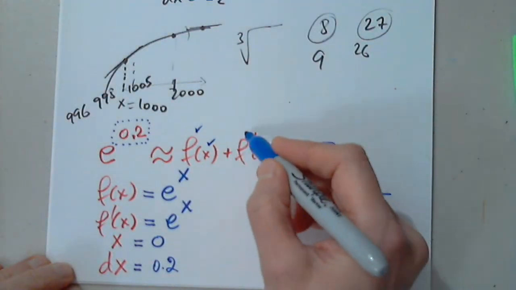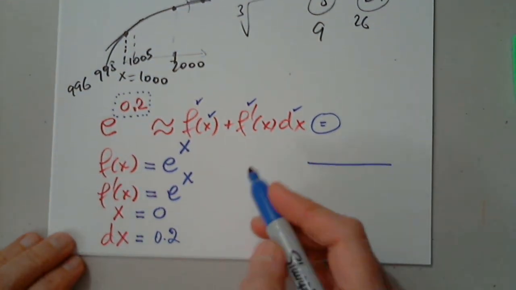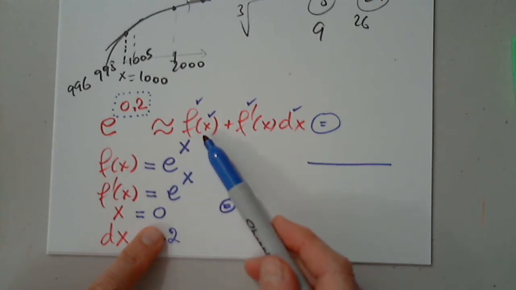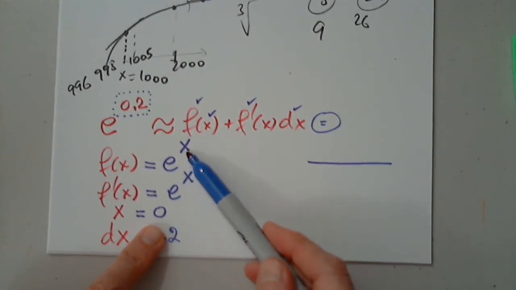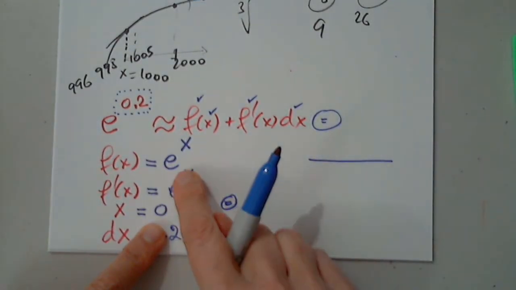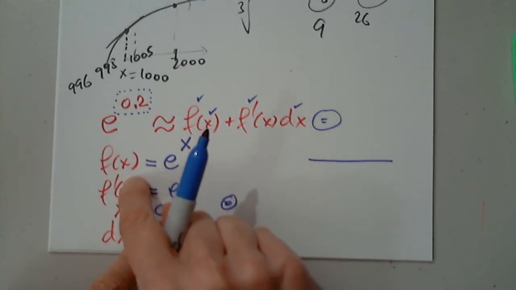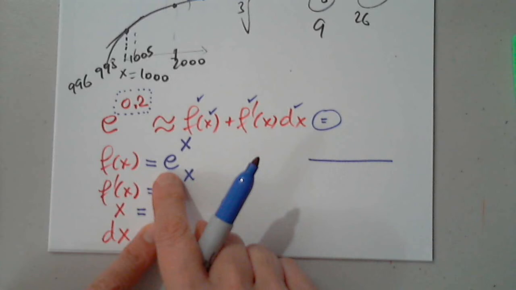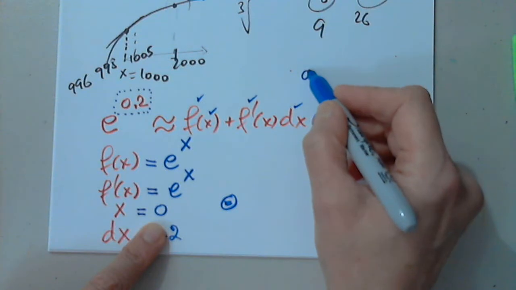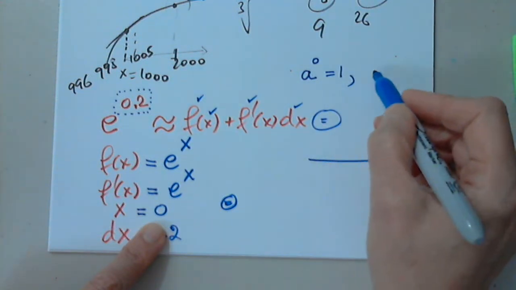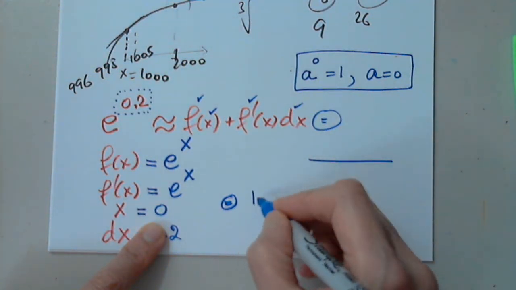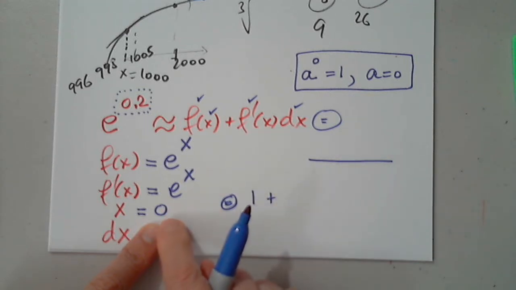We answered the problem. We have x, we have f prime, we have dx. Done. So I'm going to continue here. So x is 0. How much is f of x? F of x is e to the x, so we plug in 0: e to the 0. How much is e to 0? Any number raised to 0 is 1, except 0. So this is 1 plus f prime of 0.